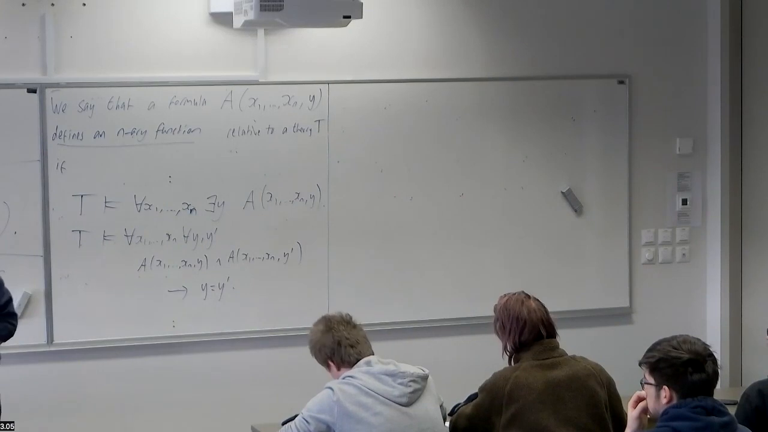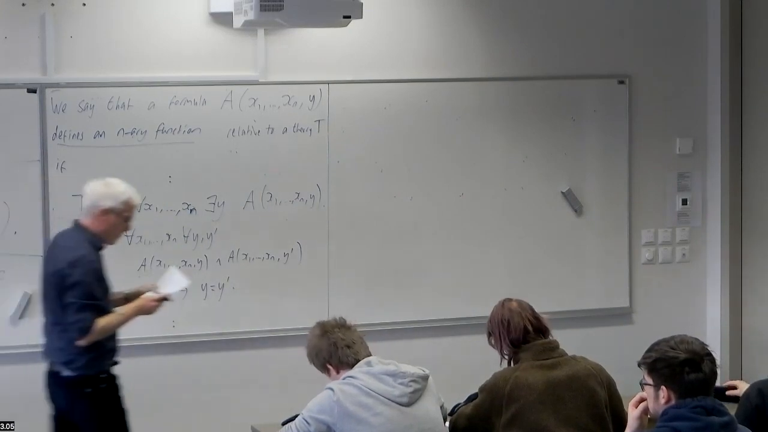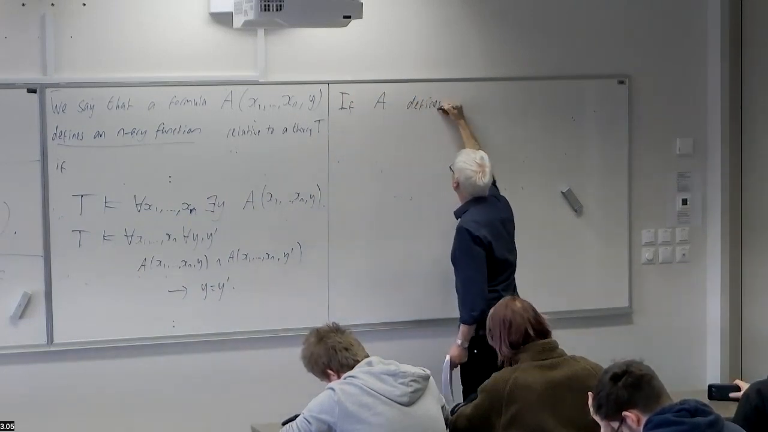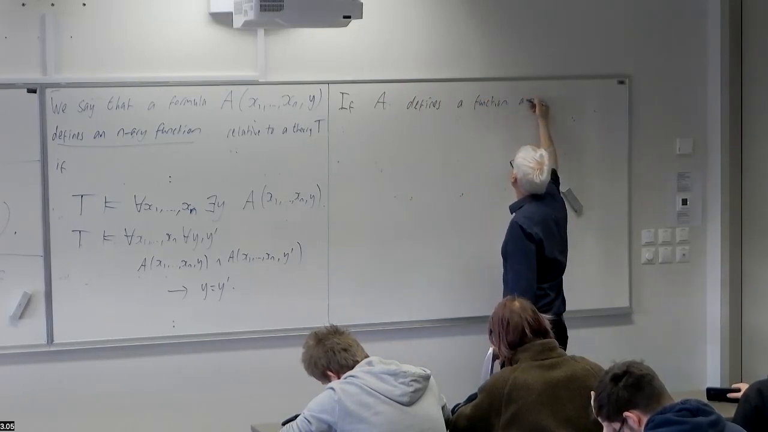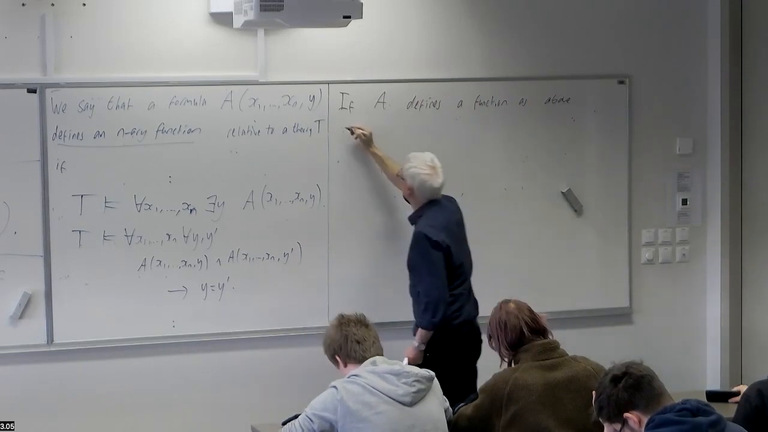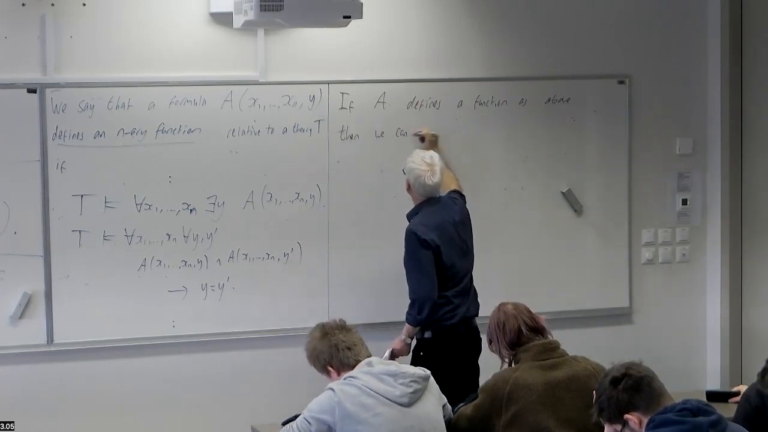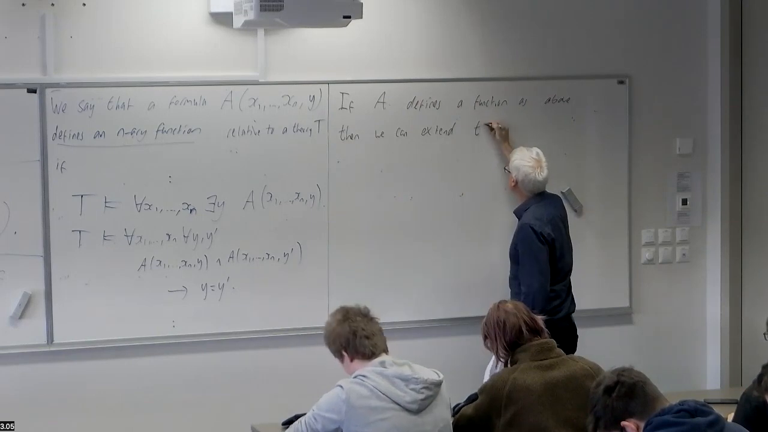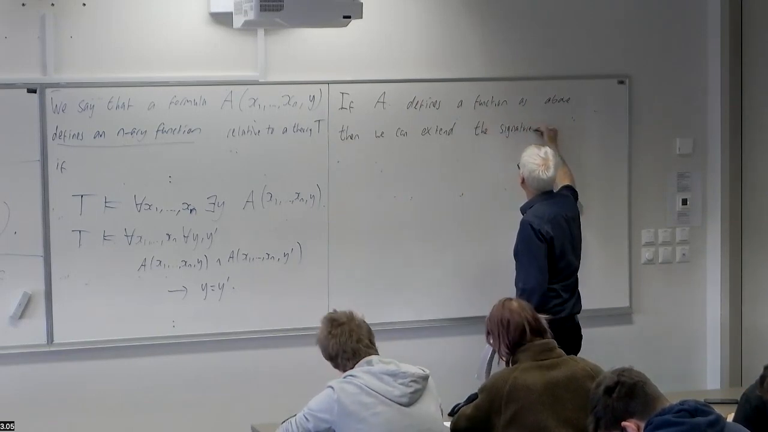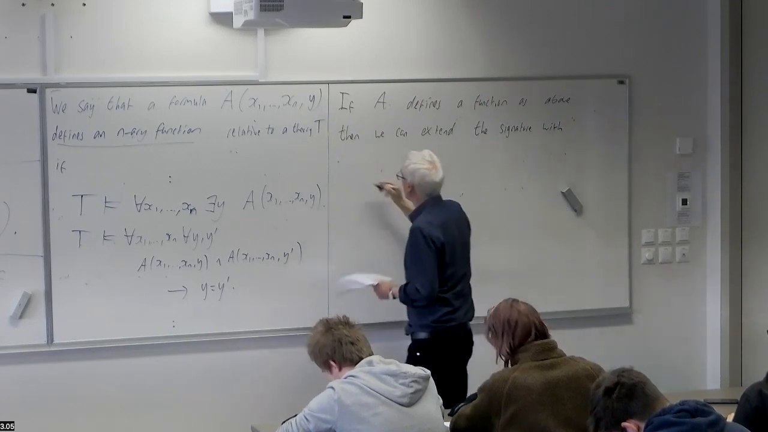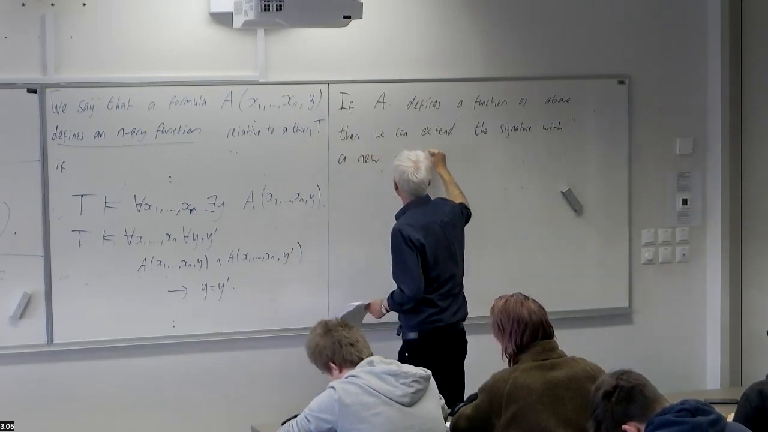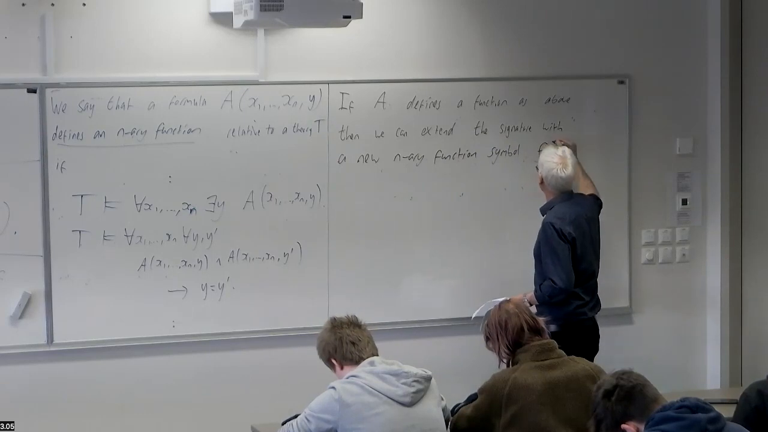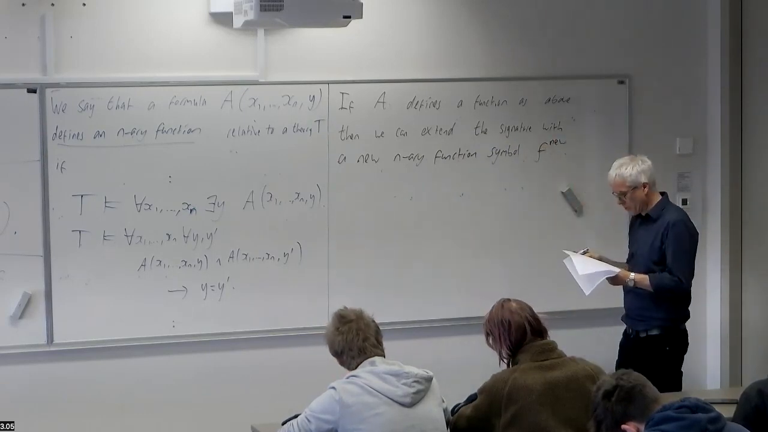So if A defines a function as above, then we can extend the signature with a new n-ary function symbol f. I'm going to just write f superscript new.